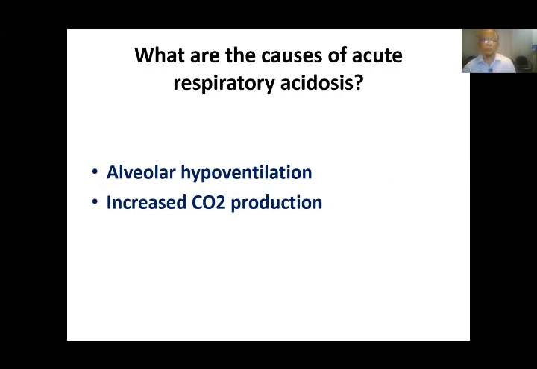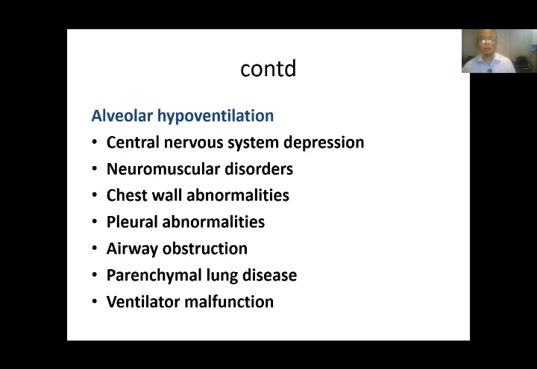What are the causes of acute respiratory acidosis? It is mainly alveolar hypoventilation and increased carbon dioxide production. And what are the causes of alveolar hypoventilation? Most important causes are central nervous system depression, neuromuscular disorder, chest wall abnormalities, pleural abnormalities due to pain, say pleurisy and others, airway obstruction, parenchymal lung disease, and ventilator malfunction.